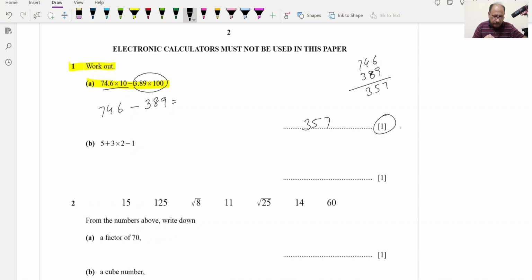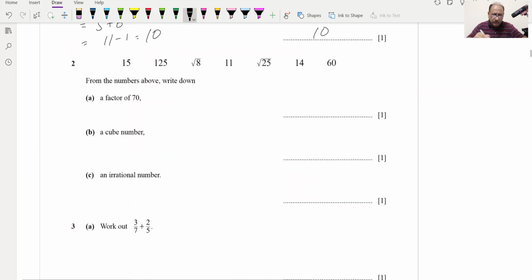1 mark question. B part, 5 plus 3 multiplication 2 minus 1, so we can multiply first, so it will be 5 plus 2 3s are 6 minus 1. Now we can add these two first, so 11 minus 1, which will be equal to 10, so the answer will be 10. This is also a 1 mark part.